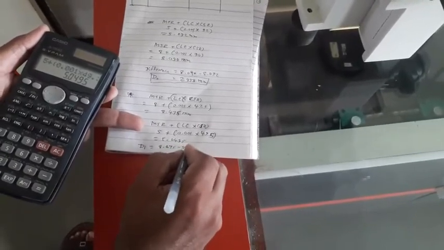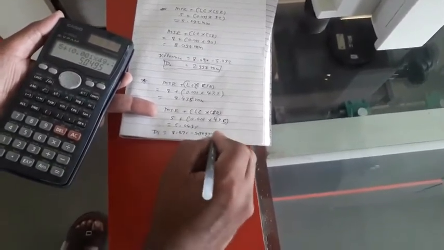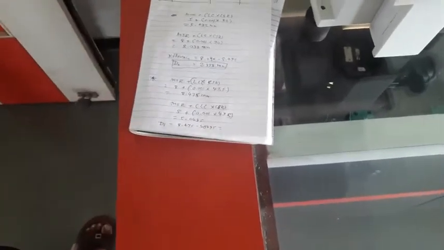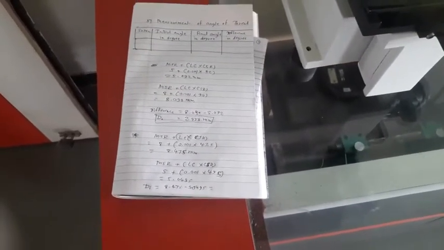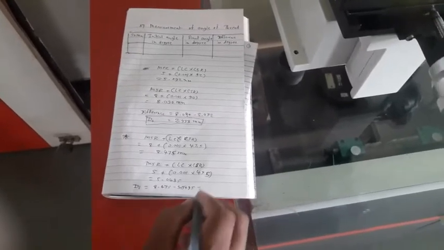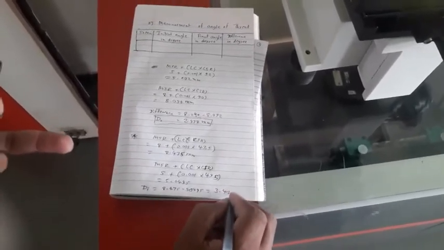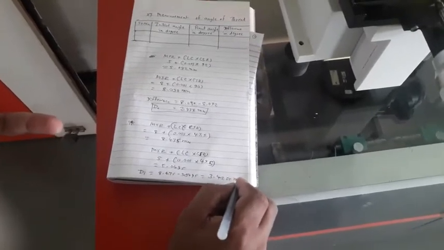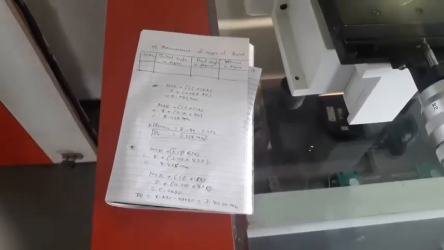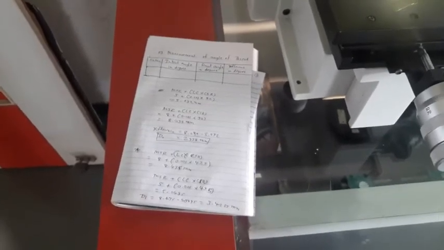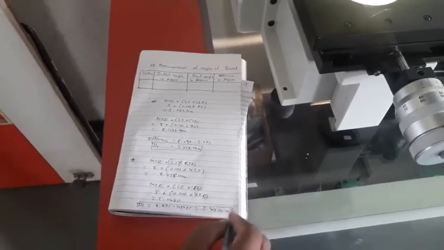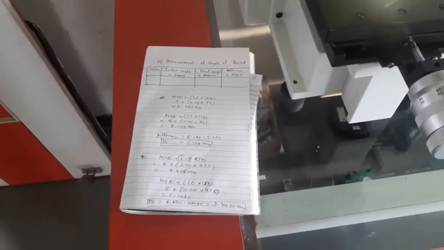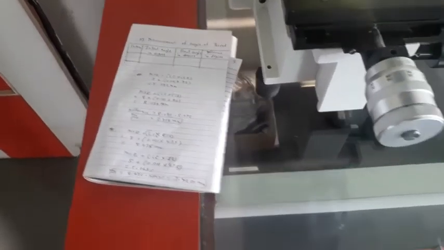We will get 3.4255 mm. So we got inner diameter as 3.4255 mm. Now we will see how to measure the angle.